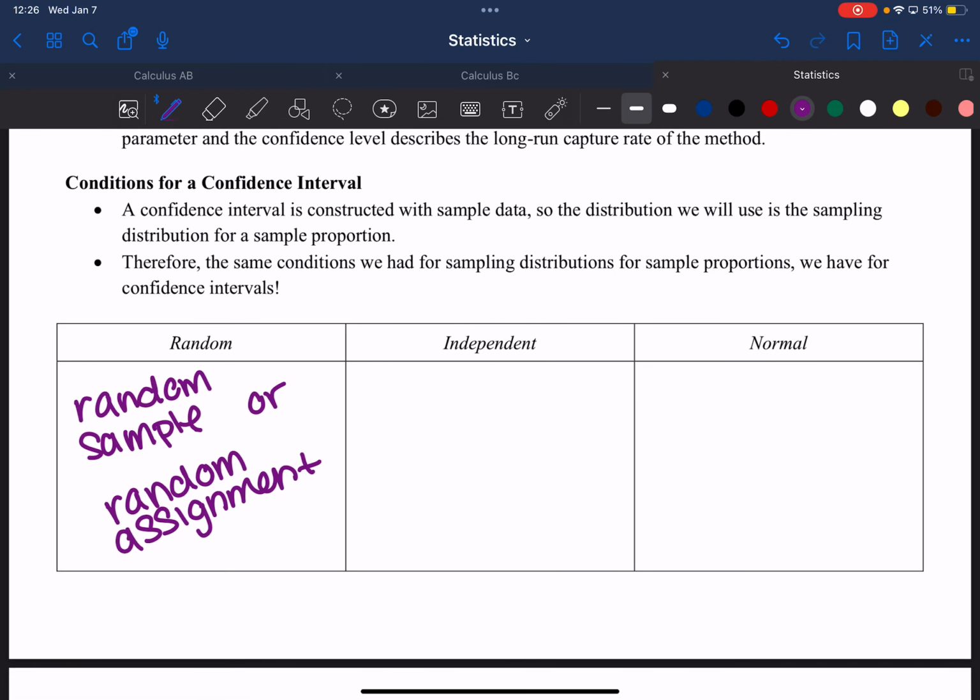Okay, for independence, we are still checking the 10% condition. And to see if it's approximately normal, we're still going to check which condition?